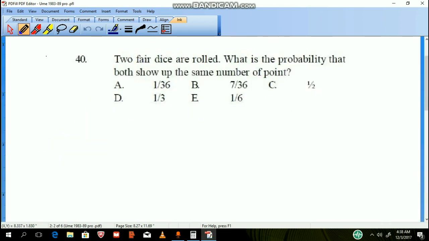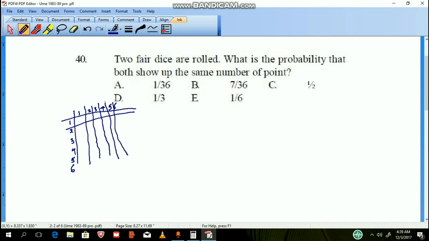Here we are told 2 fair dice are rolled. What is the probability that both show up the same number of points? Okay, 2 fair dice. Here is a die on one side and another one on the other side. If you have 1, 2, 3, 4, 5, 6, this is a die, and let's have 1, 2, 3, 4, 5, 6. This is also another die.